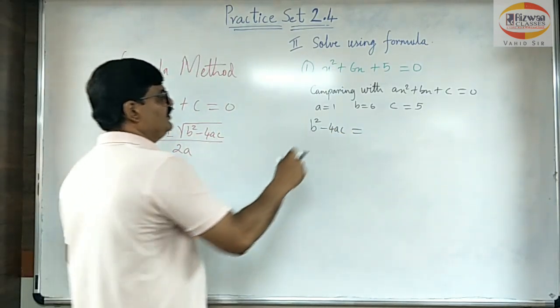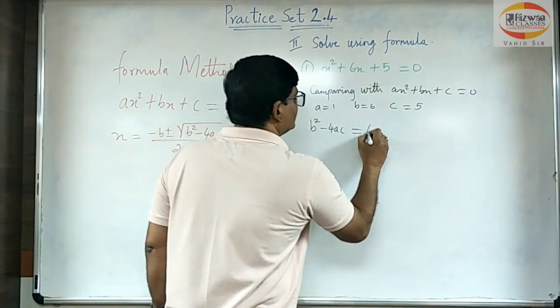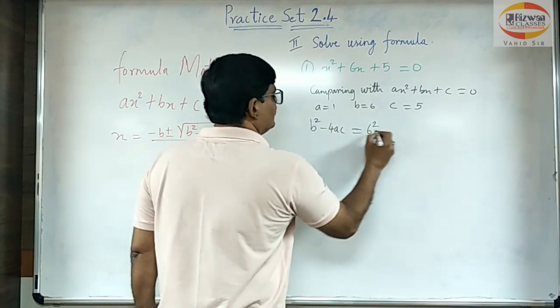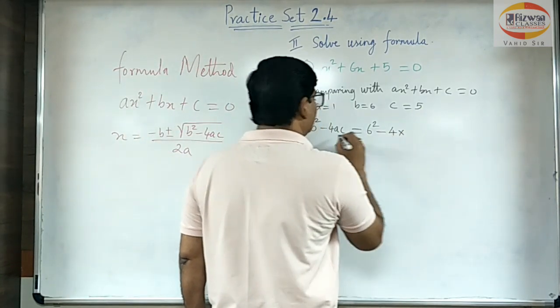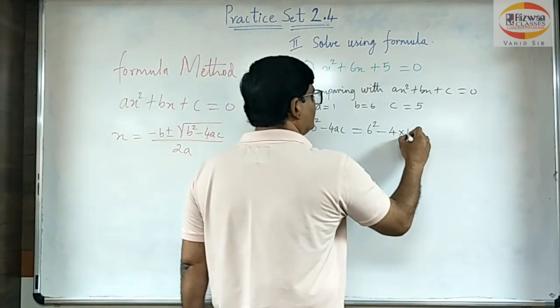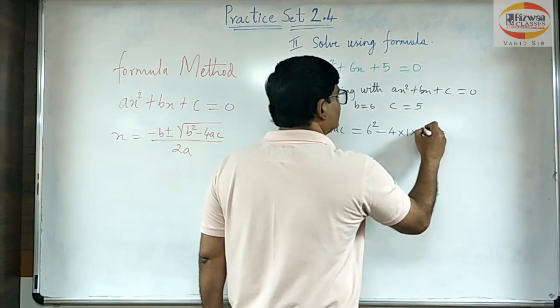It's very simple. The b value we got is 6, and what is that with the b square? So this will be 6 square. And there is a minus, so I'm writing minus. Then there is 4 into the a value. A is 1, so 4 into 1, into c, which in this case is 5.